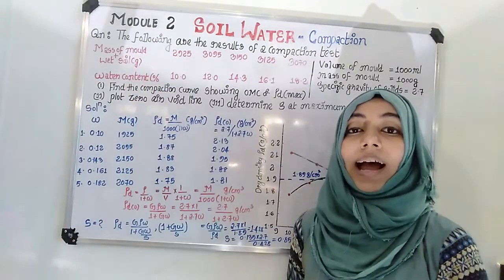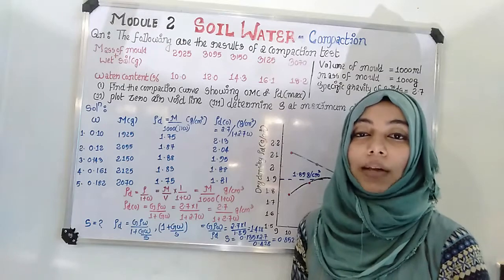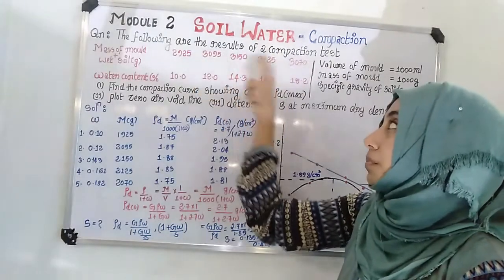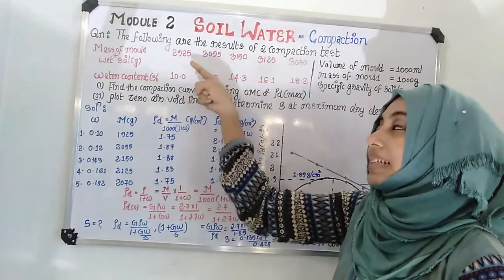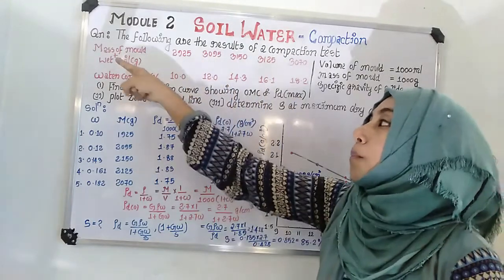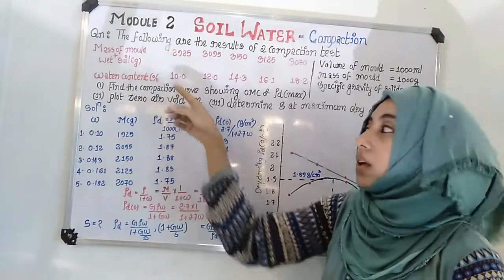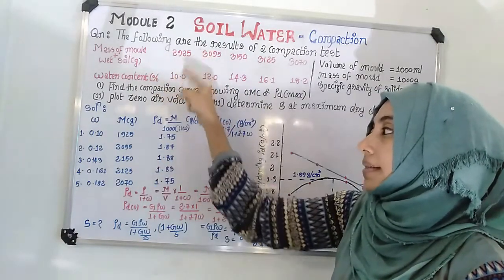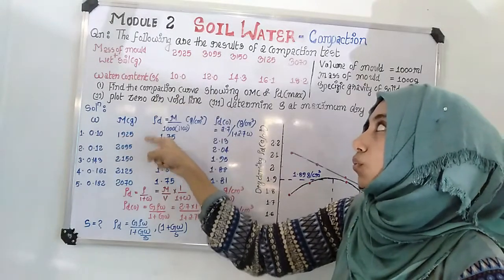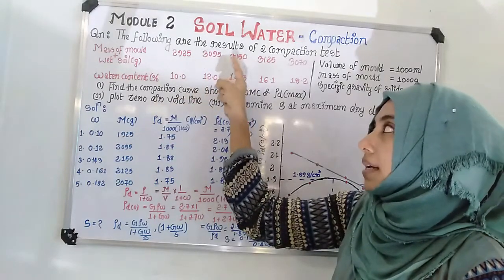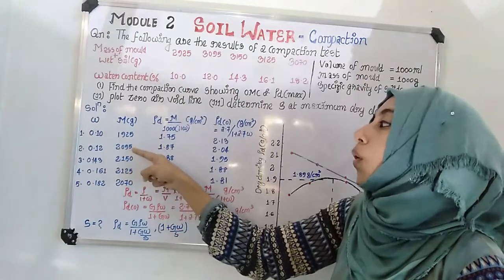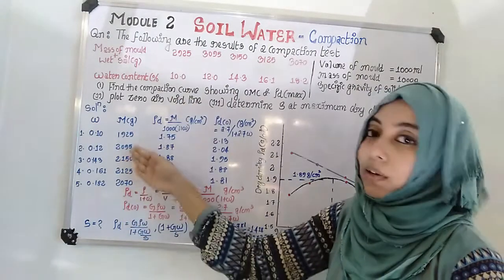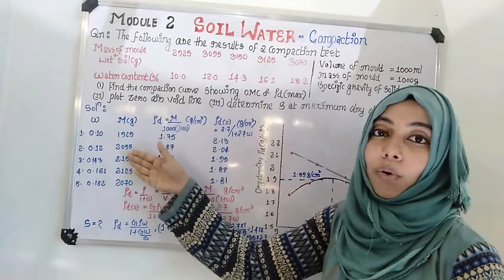For that we have the given mass of mold equal to 1000 gram. So from these values, by subtracting 1000 gram, we obtain the mass of wet soil only. Those values are listed here. 2925 minus 1000 equals 1925. 3095 minus 1000 equals 2095. Likewise, we have calculated these values, that is, the mass of wet soil.